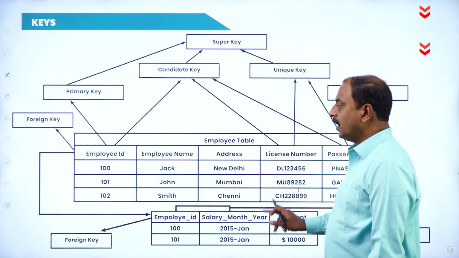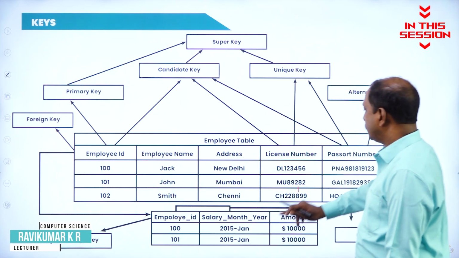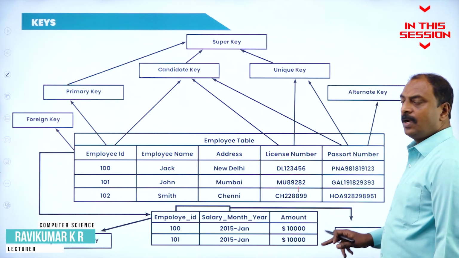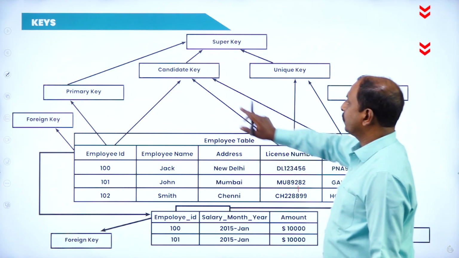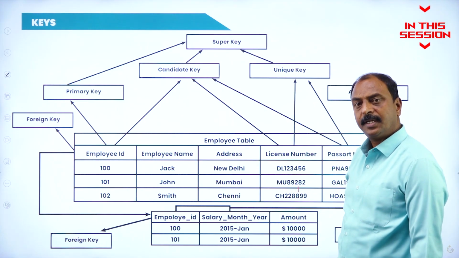In this table, for all the employees, license number is unique. Similarly, for all the employees, passport number is unique. So these together form a candidate key.